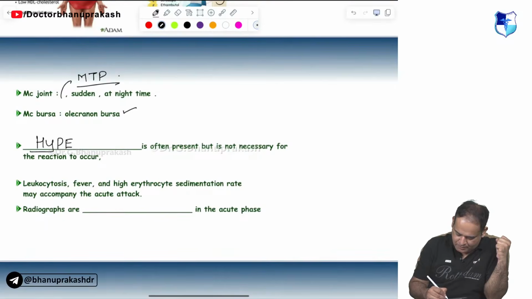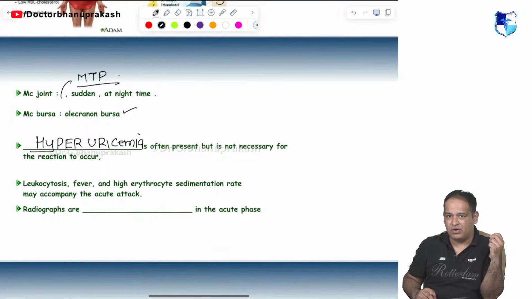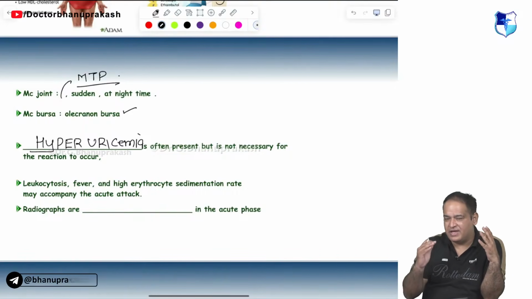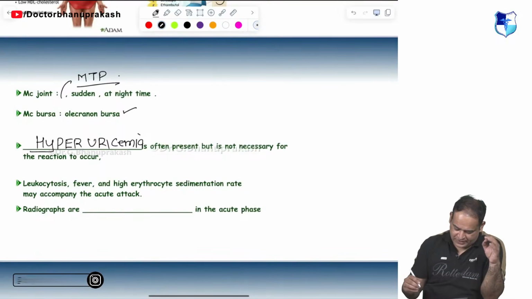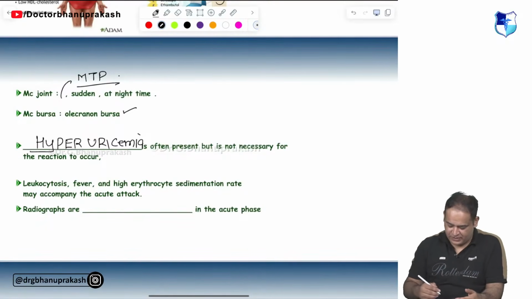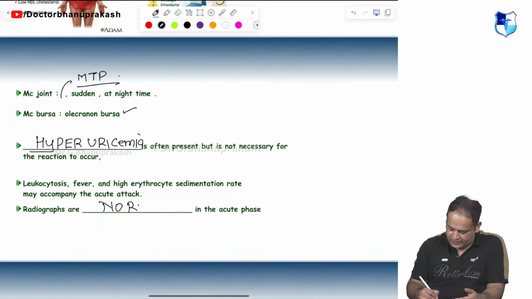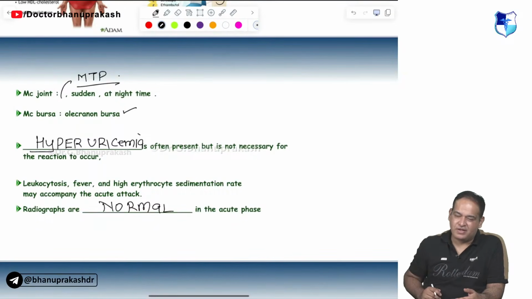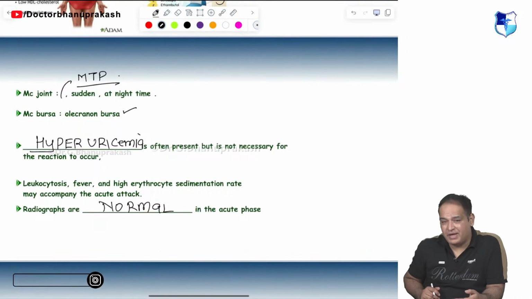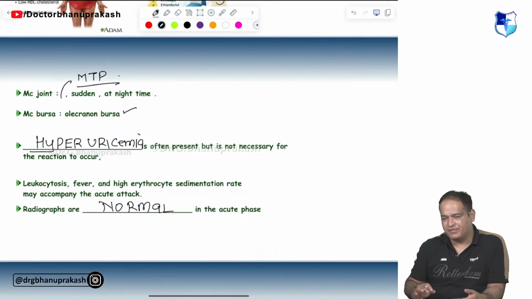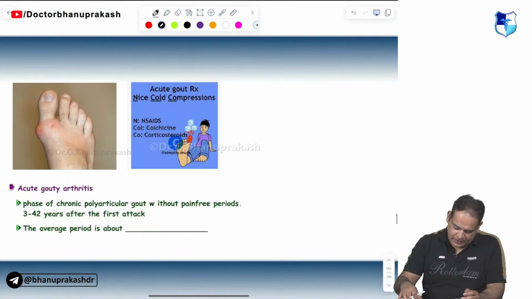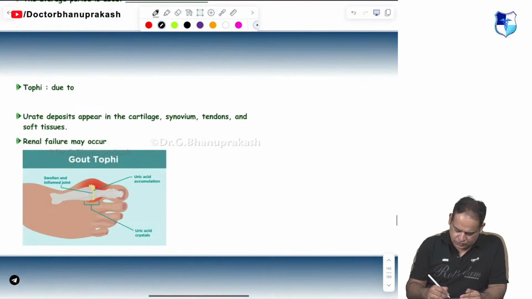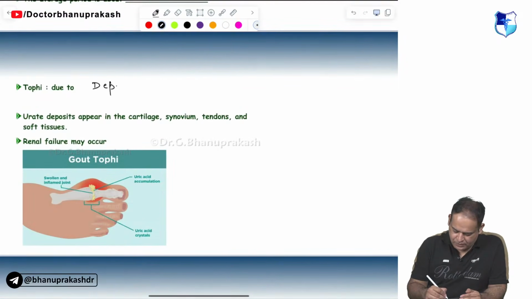Now, hyperuricemia, that is increased level of uric acid. They are often present but not always present. Now, when you take the X-rays, they are normal. They may even be absolutely normal. Now, in the chronic stage, the tophi form.